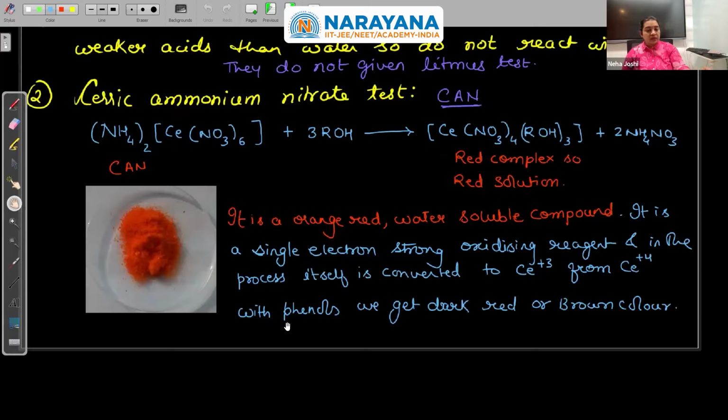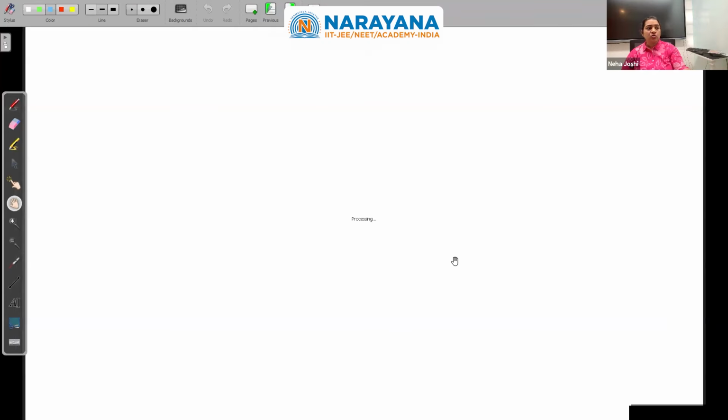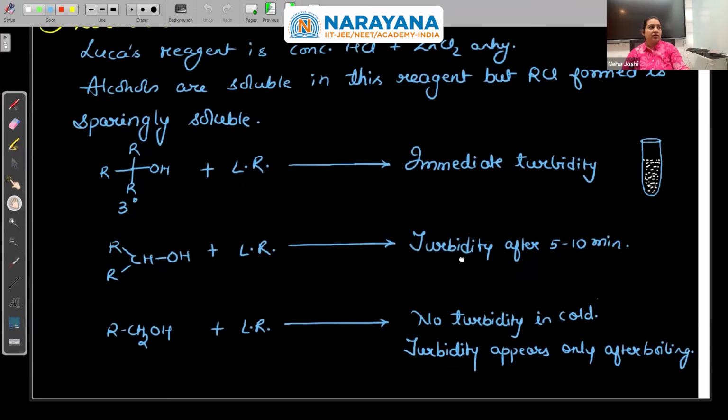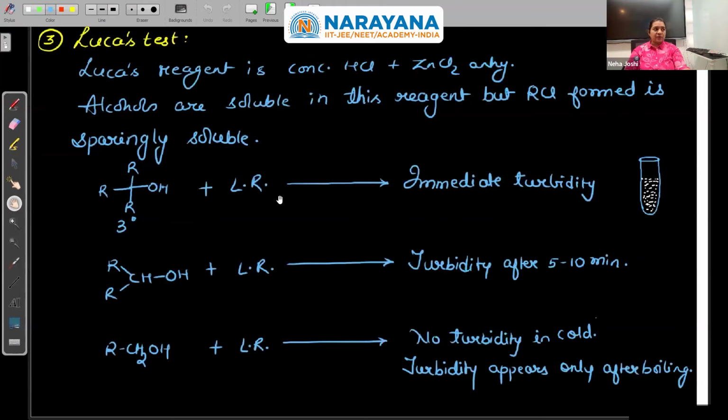With phenols, we get dark red or brown color. And for alcohols, we get a red complex or red color solution. I am not doing any such change for this alcohol, so even 3 degree alcohols will give this. Phenols give a dark red or brown color, but still give a test. So the ceric ammonium nitrate test is important, given by all alcohols.